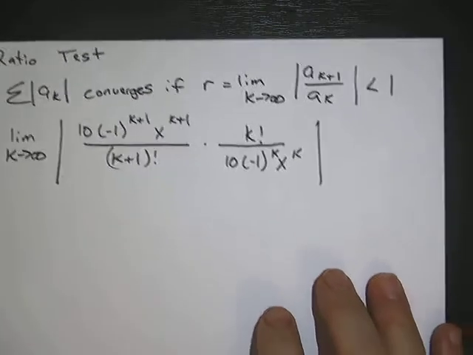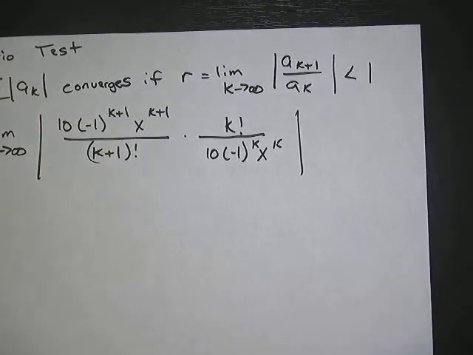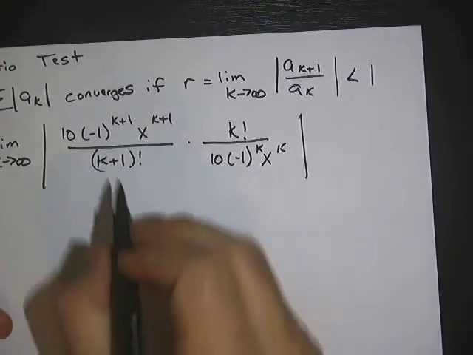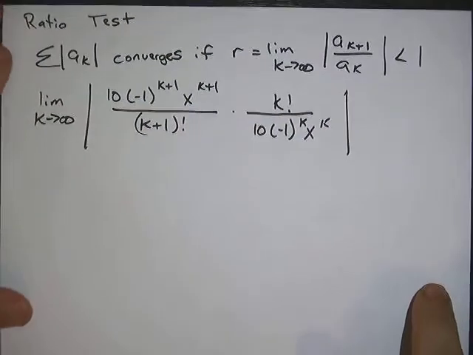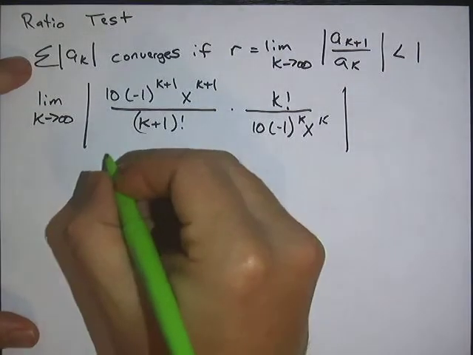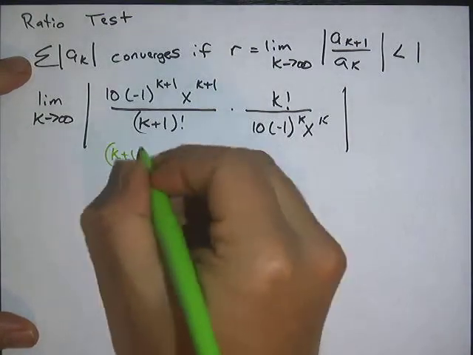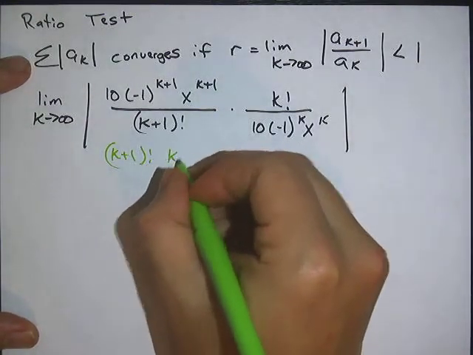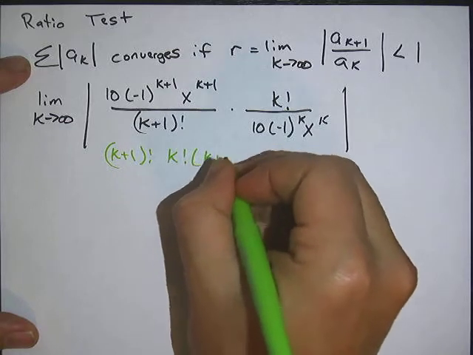Let's clean that up and see what we can do with that. The first thing I would note is that the k plus 1 factorial, let me write this in a different color, k plus 1 factorial is the same thing as k factorial times k plus 1.